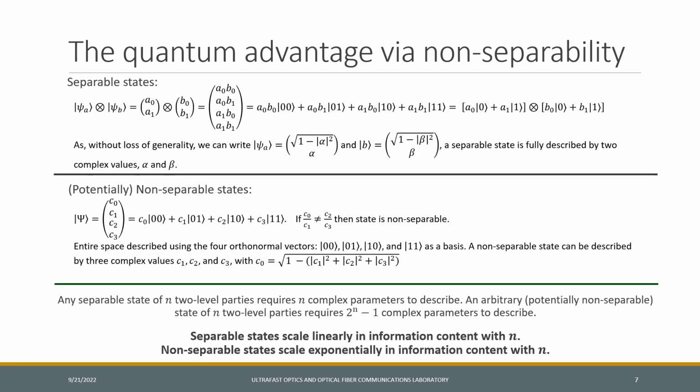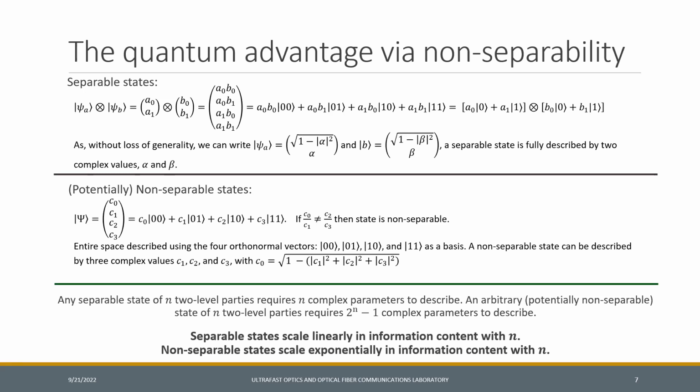We can still separate out part A from part B. Without loss of generality, we could always write photon A in terms of alpha and photon B in terms of some complex number beta. A separable state is fully described by 2 complex values. That's its information carrying capacity if we know that it's separable. As opposed to a more general 2-photon state, potentially a non-separable state. This is our state. It has C0, C1, C2, C3.